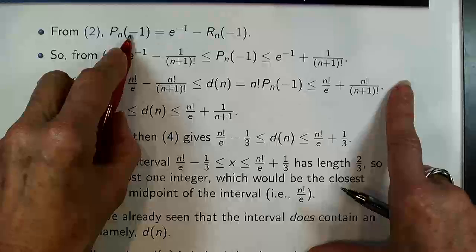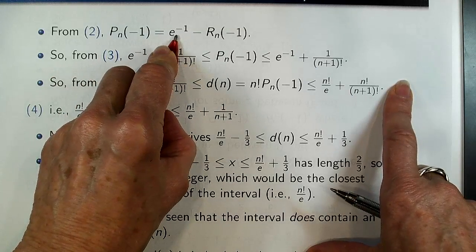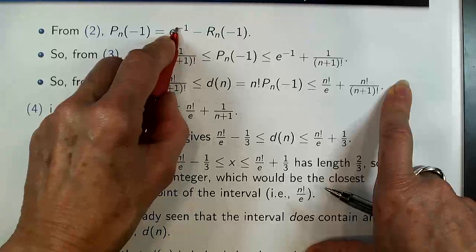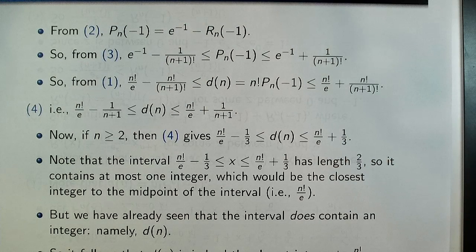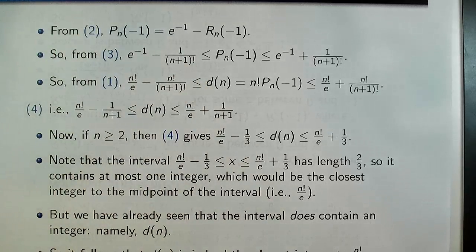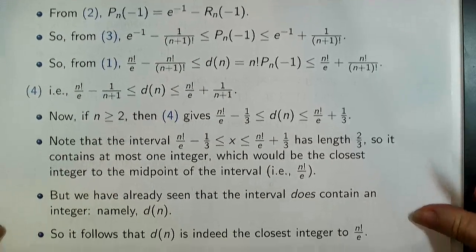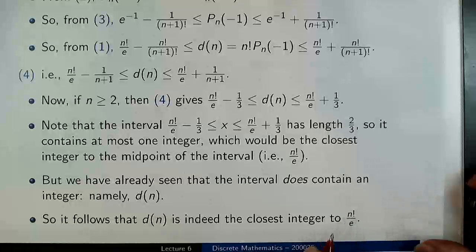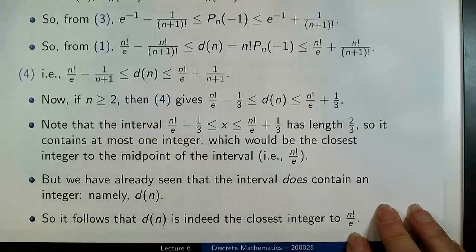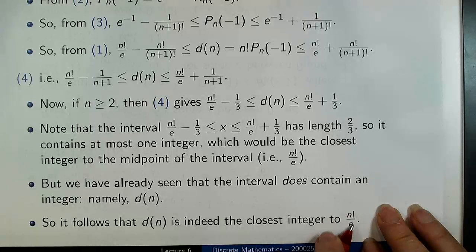So p of -1 is very close to 1 over e. That's what the previous slide said. It said that if we take e inverse, which goes on forever, and just stop at the first few terms, that's a good approximation. And that basically gives us, because we knew that we had n factorial times that alternating sum, and that alternating sum is very close to 1 over e.